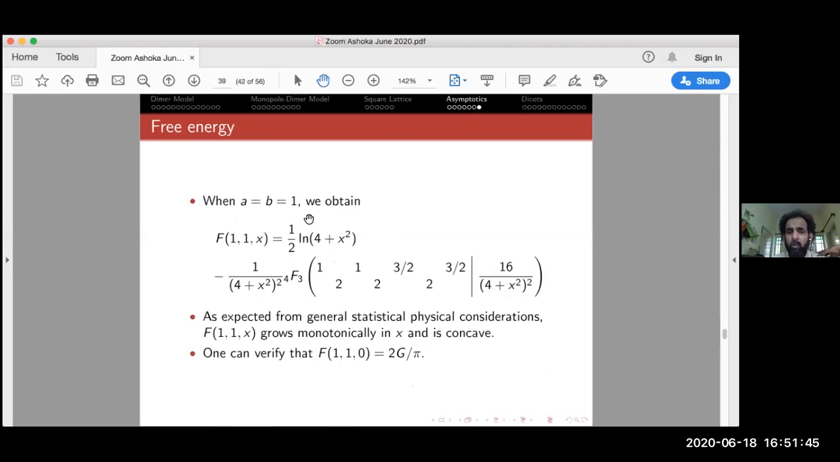But in the case A and B are 1, this becomes quite nice. There's a log term, and then this becomes a 4F3, in particular with simple parameters. And if I set x equal to 0, then I get 2G over pi, which is exactly this. So this is the square of the Dimer model, so you get this factor of 2 extra. So it all matches very nicely. I was rather pleased about that.